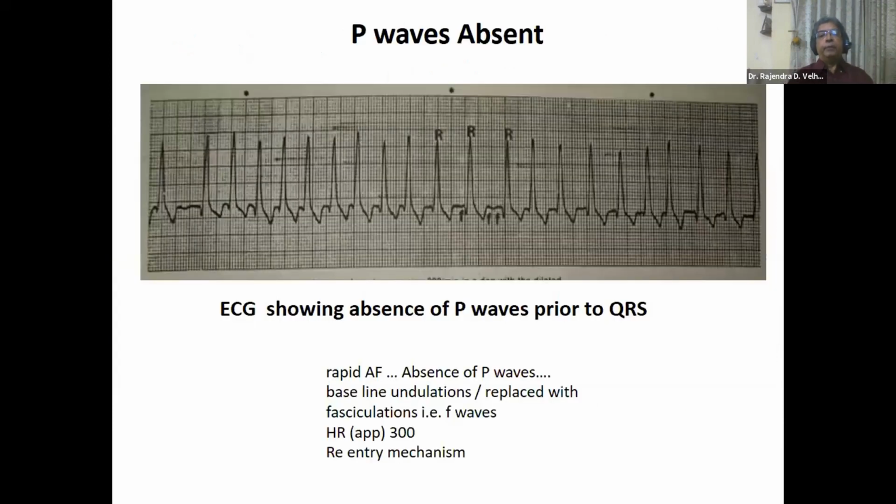Now, P waves can be absent. Yes, there are conditions when the P waves can be seen absent on the rhythm strip. Normally, in the QRST complex, the P wave should be followed by the QRS complex, or the QRS complex should be preceded by the P wave. So they have to follow each other in a sequential manner. Now, sometimes it can happen that the P waves are absent. And what is that condition?